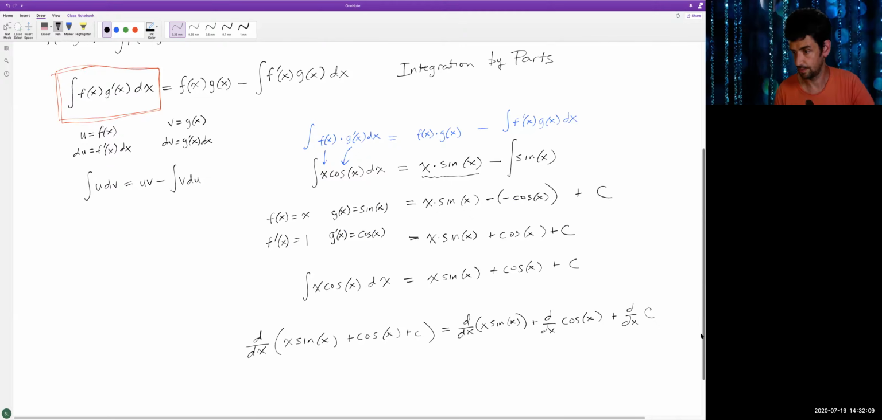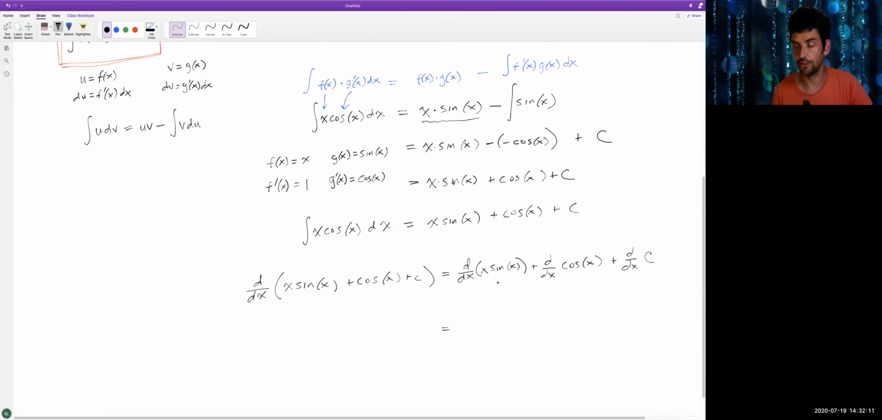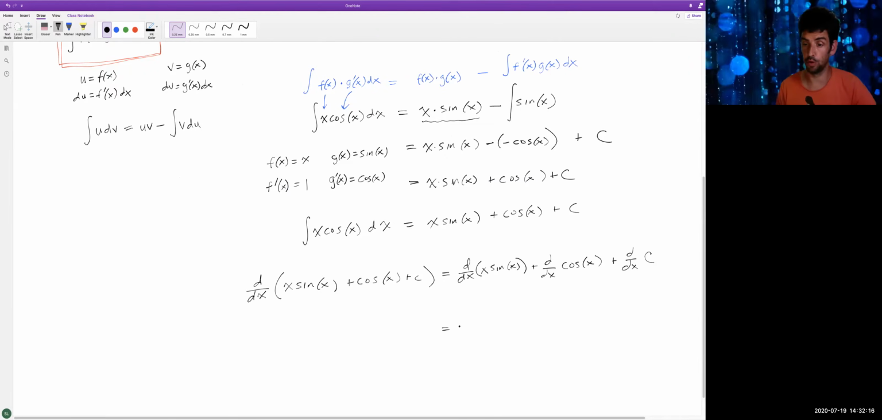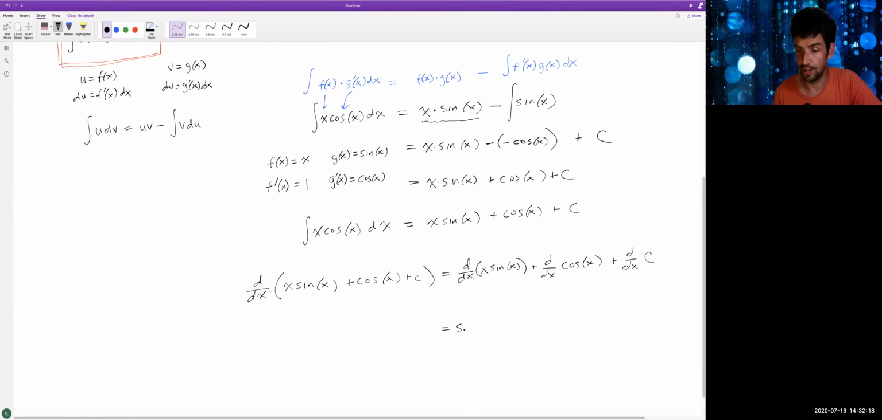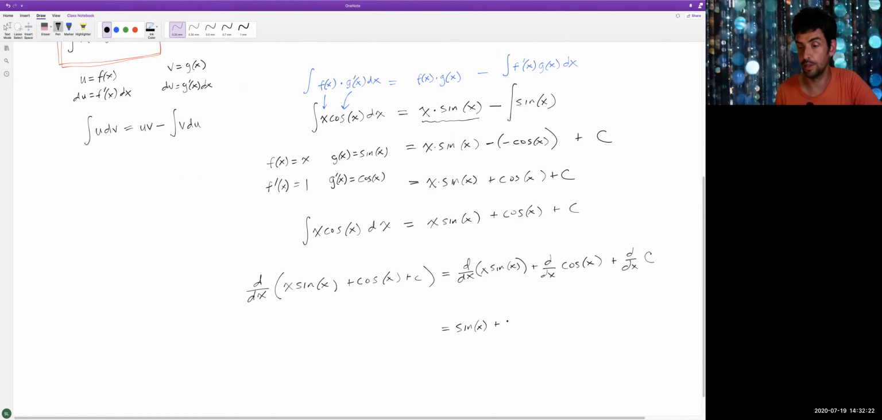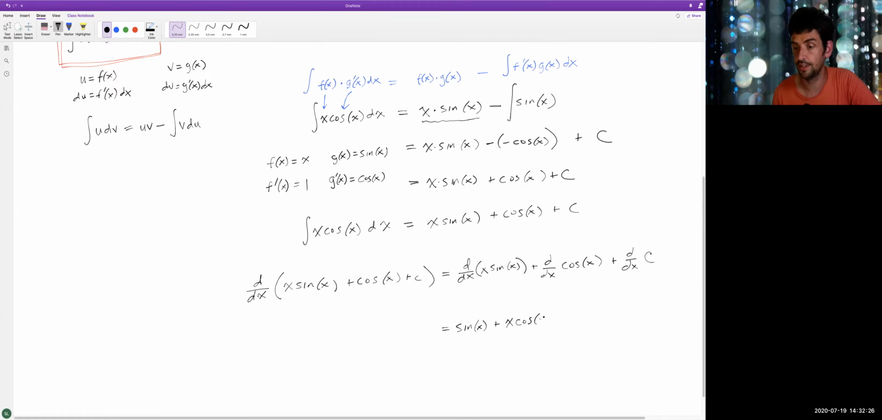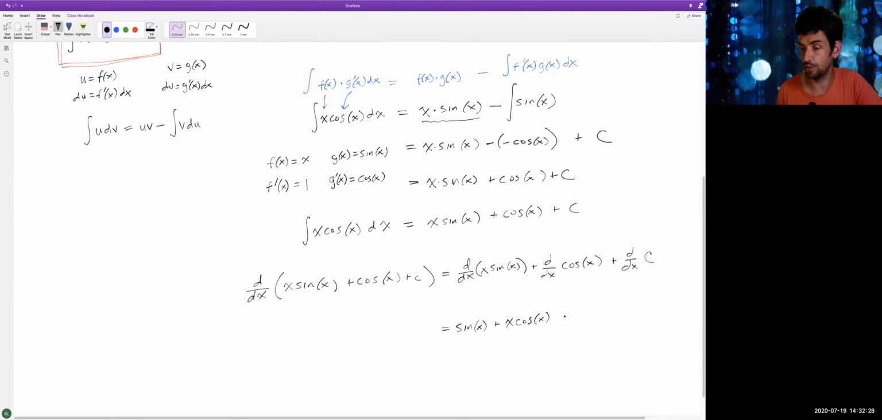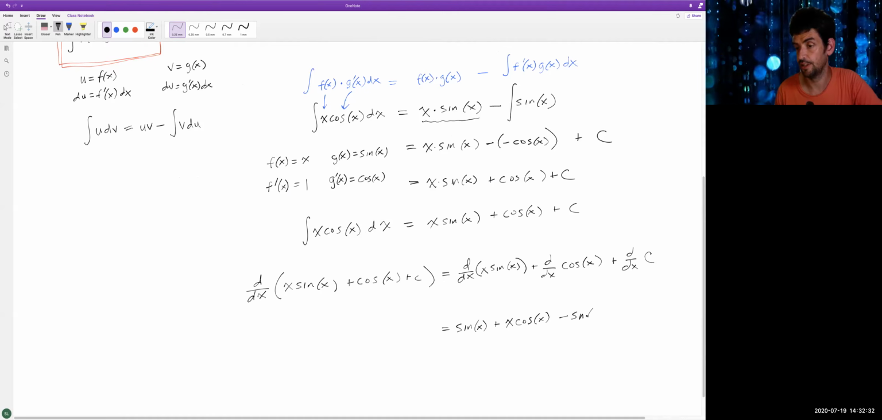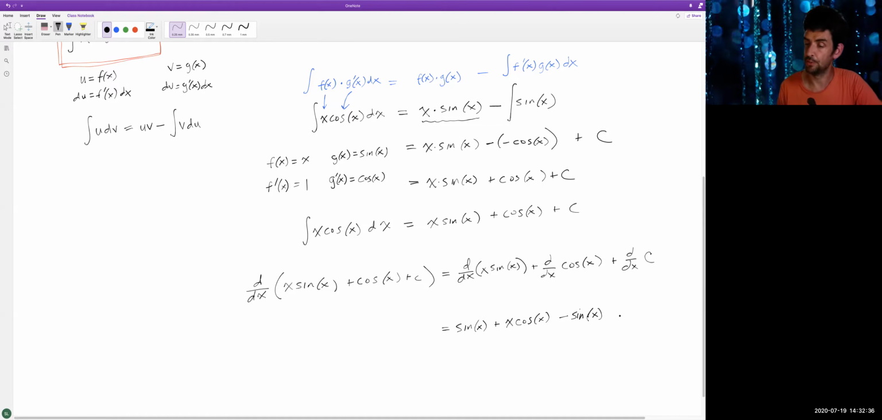Okay. So this first term takes the product rule. We take the derivative of x, which is 1, and then we leave sine of x alone. We get plus, we leave the x alone and take the derivative of sine. We get cosine of x. We take the derivative of cosine. We're on the next term now. We get minus sine of x. And the derivative of a constant is 0.